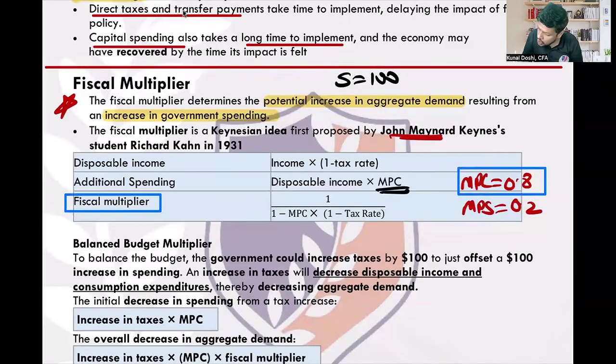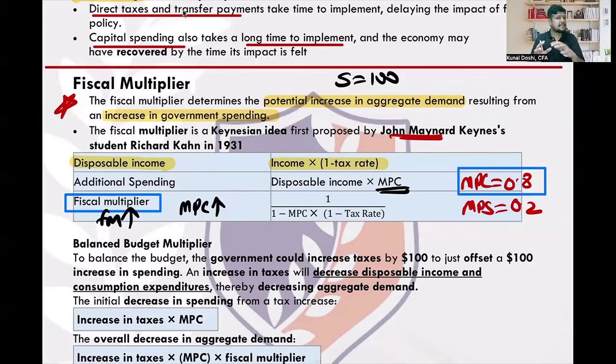How? I will show you. So if the MPC increases, the fiscal multiplier increases. But before understanding the fiscal multiplier formula, what is disposable income? Disposable means whatever is my income minus taxes, the net income after taxes. Suppose I get $100, I pay 20% taxes. So that $80 is my disposable income, which I'm going to spend.